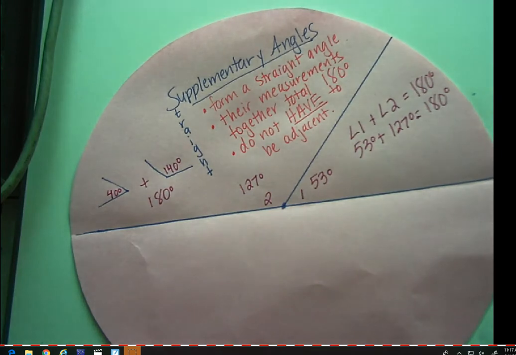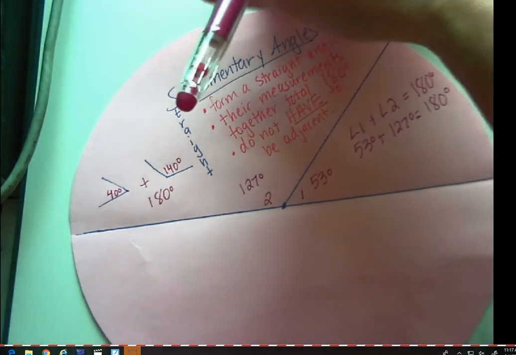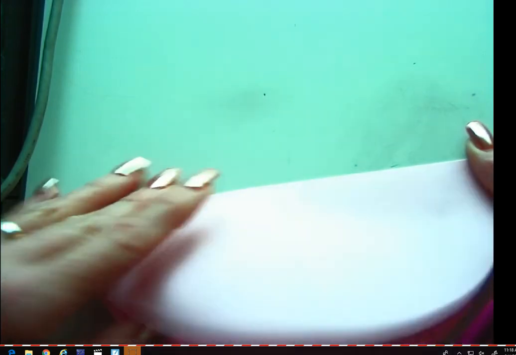All right, so that's supplementary angles. Next, we're going to look at complementary angles. So I'm going to turn this, and I'm going to go ahead and fold this in half again the other direction so I can get a quarter, because we learned today that complementary angles form right angles.